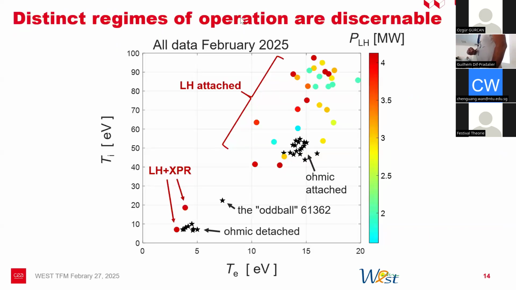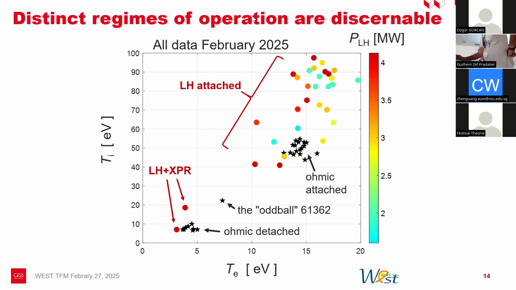Now we're almost to the end here. This is a compilation of all the measurements that we got by this date. So in February 2025, we got a few more in the following weeks. But we can now see distinct regimes of operation.